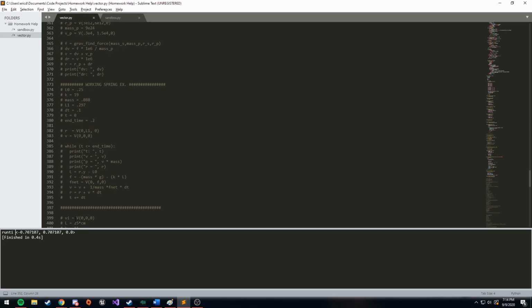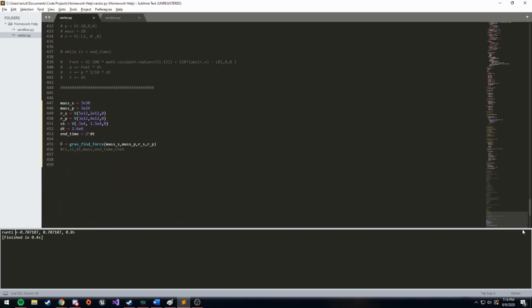Oh wait, but wouldn't we have to take into account the direction for the next timestamp? That's why you'd have the unit vector, right? But the direction changes though. Yeah, so we do it twice. We'll update it again. Okay, we'll recalculate net force.